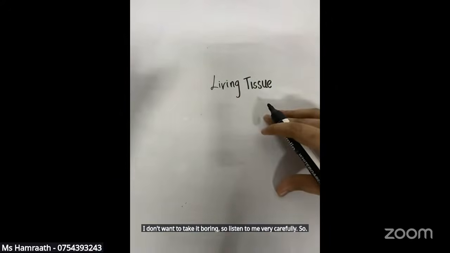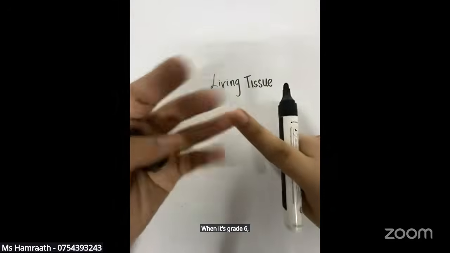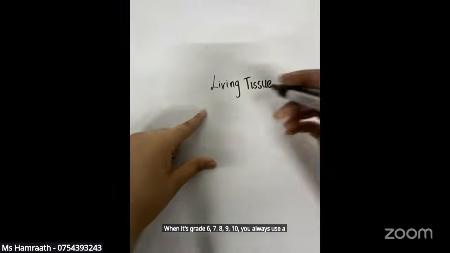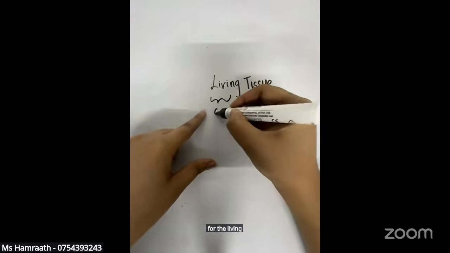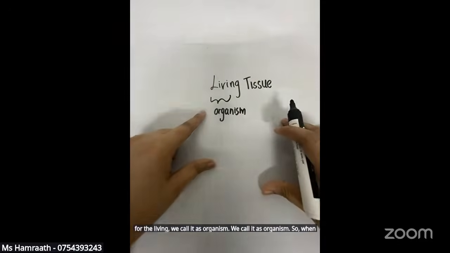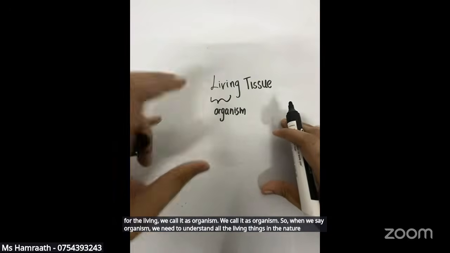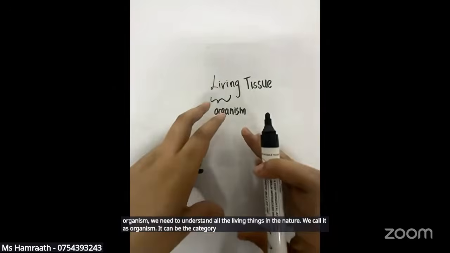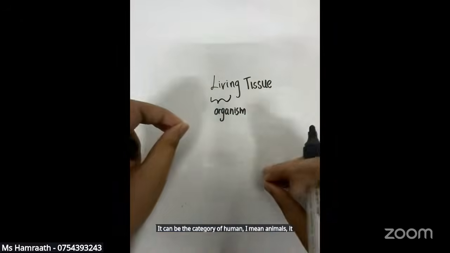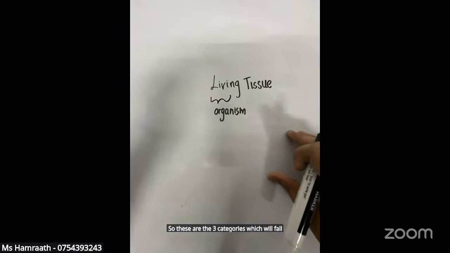In science, when we talk about the word living, in grade 6, 7, 8, 9, 10, you always use a scientific term. For the living, we call it an organism. When we say organism, we mean all the living things in nature. It can be the category of plants, the category of animals, or the category of microorganisms. These are the three categories which fall under organism.